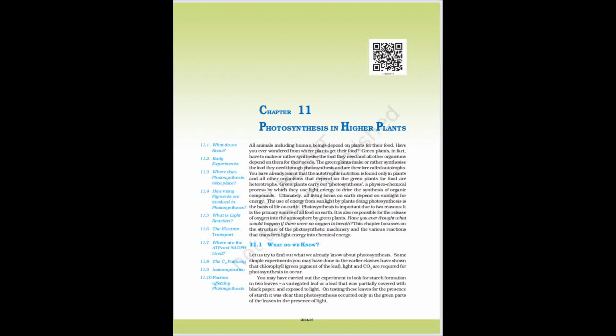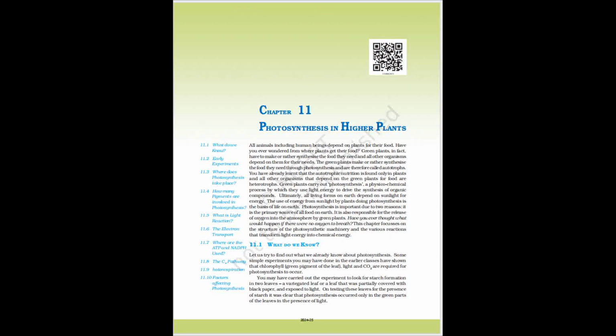Chapter 11. Photosynthesis in Higher Plants. 11.1 What do we know? 11.2 Early Experiments. 11.3 Where does photosynthesis take place? 11.4 How many pigments are involved in photosynthesis? 11.5 What is light reaction? 11.6 The electron transport. 11.7 Where are the ATP and NADPH used? 11.8 The C4 pathway. 11.9 Photorespiration. 11.10 Factors affecting photosynthesis.